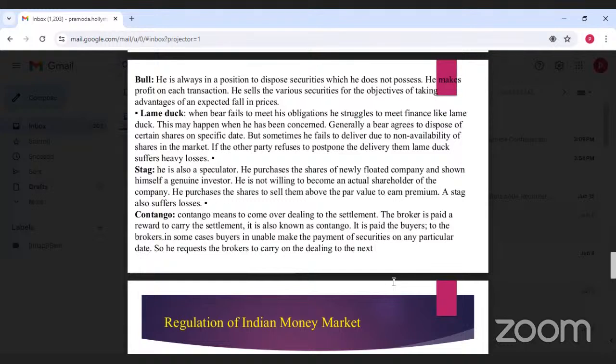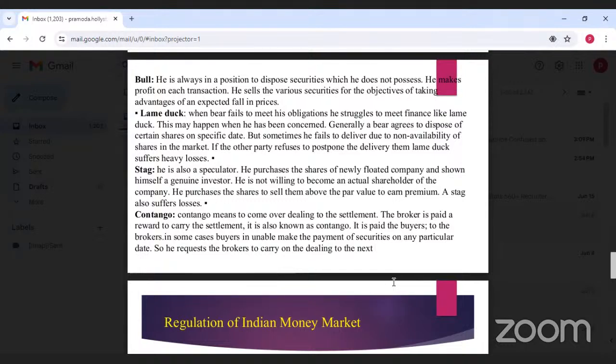And another, and the most important one, is lame duck. Before going to lame duck, let us study another point and then we'll come back to this. Just keep this on hold. We'll study about the bear. We'll study about the stag. Then we'll come back to the lame duck here.